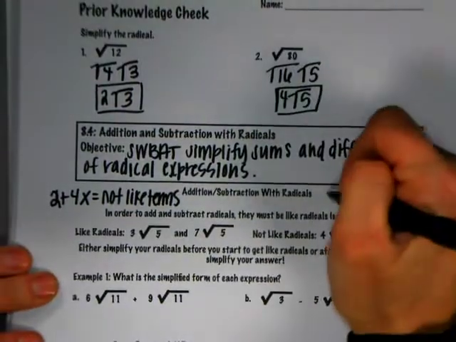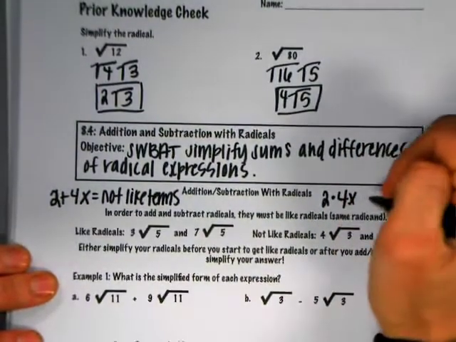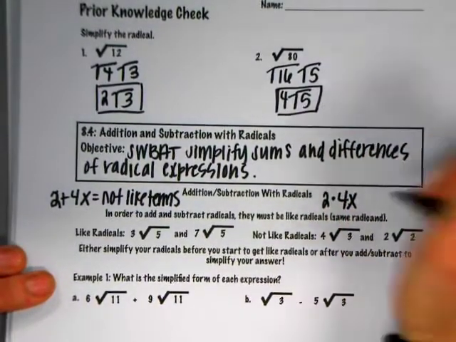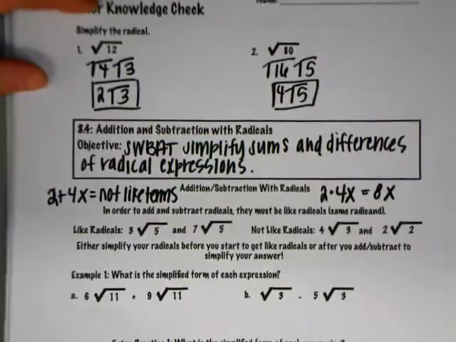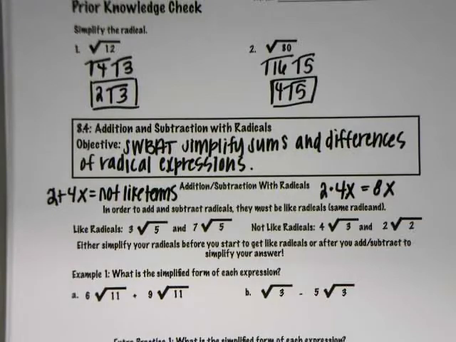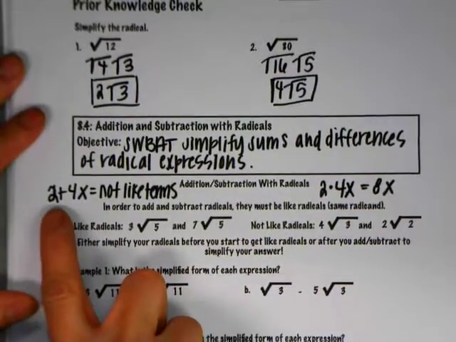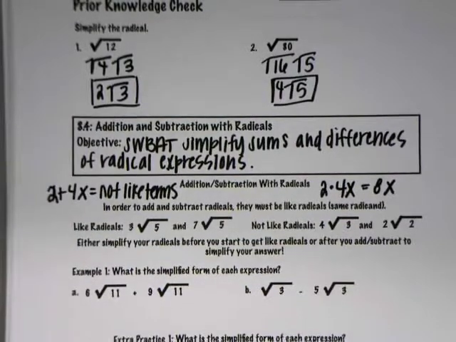But if I did 2 times 4x, could I do that? Yeah, so what's that? 8x, yep. So for multiplication and division, the rules are less strict. You can multiply and divide stuff that's not like terms together, but addition and subtraction, they have to be like terms, okay? So that's kind of the same thing with radicals.